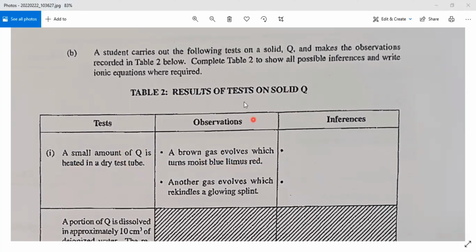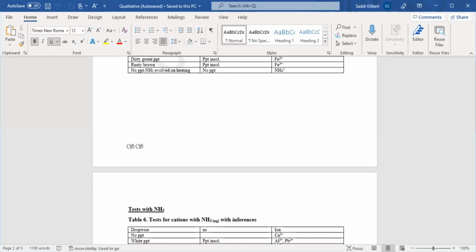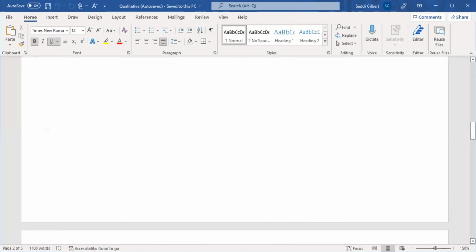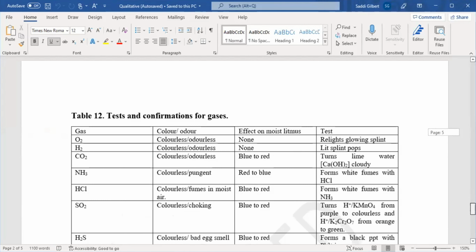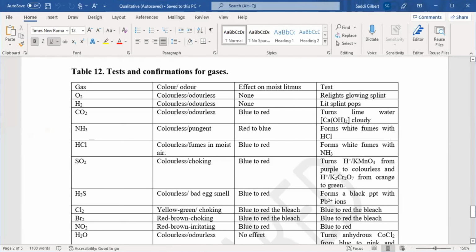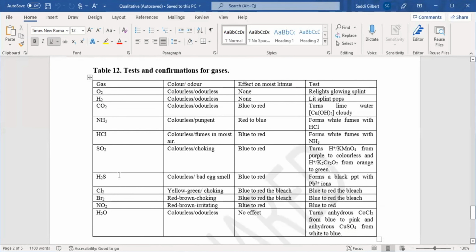So what could possibly cause moist blue litmus to turn red and is a brown gas? That is the question. Okay, this paper that you're looking at is what I sent to you. I'm just going to scroll down to the back of this paper. So this is a table for gases. Once fumes are produced, it means a gas is produced. So let's see if we can find a gas which is brown. Here you go, brown gas.